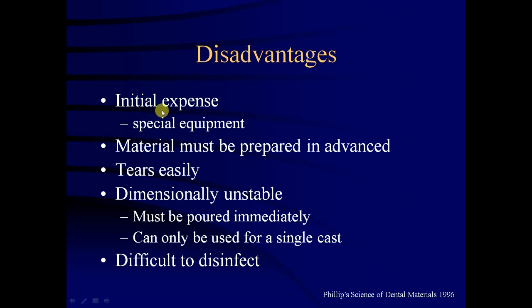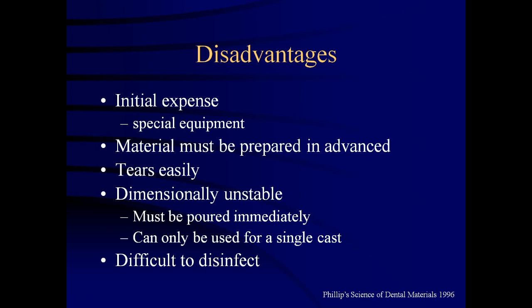Disadvantages: initial expense, special equipment required. Material must be prepared in advance. Tears easily, so it is dimensionally unstable, which leads to tearing. Must be poured immediately. Can be used for a single cast. You can pour a single cast, not multiple casts from this. Difficult to disinfect, the same as alginate.